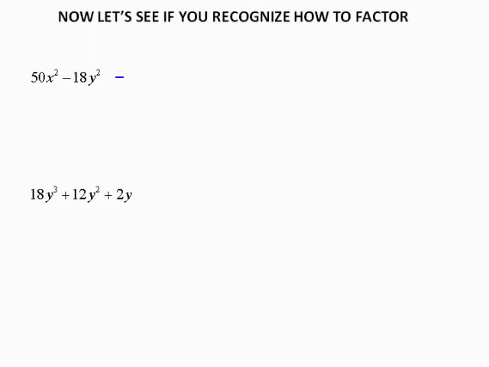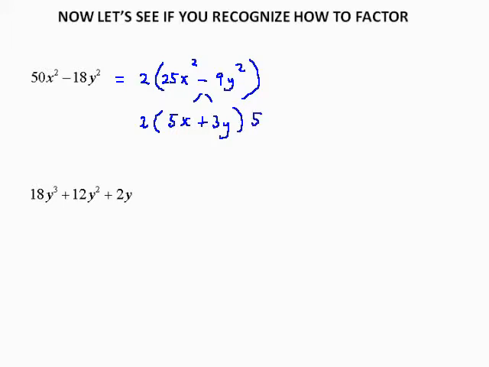So what we're going to do is I see that 2 will go into each of those 2 terms in the binomial, leaving me with 25x squared minus 9y squared. And how could you check that? You could distribute and it would check. And ladies and gentlemen, there it is. I see the difference of 2 perfect squares. So you will get 5x plus 3y times 5x minus 3y, the conjugates. And there is your factored answer.